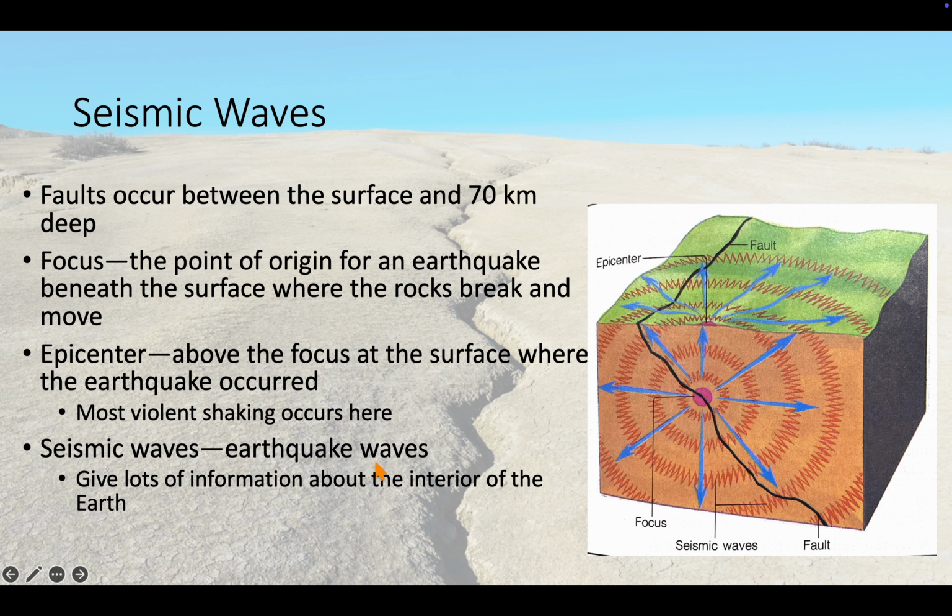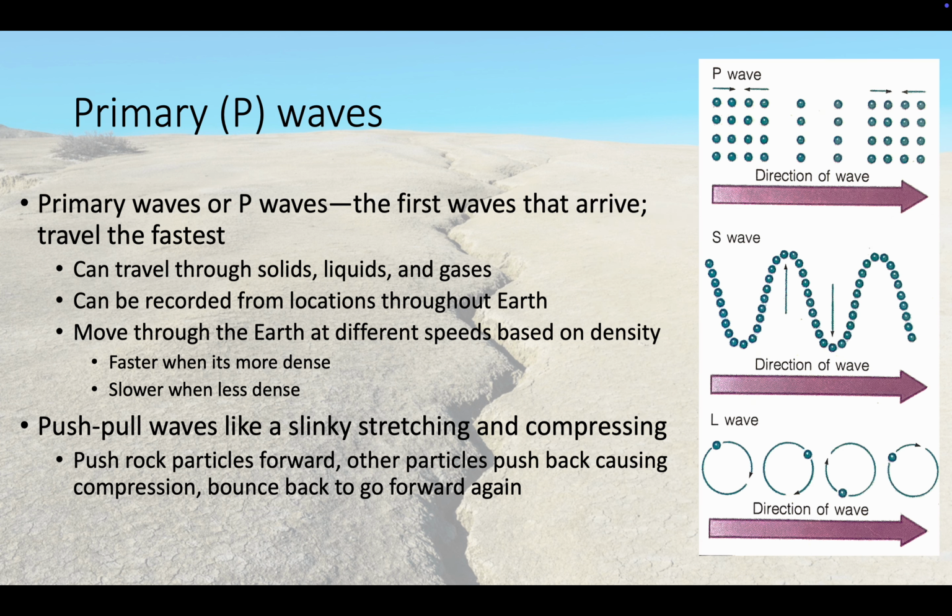Seismic waves are earthquake waves, and they give lots of information about the interior of the earth, which we learned 2 units ago. Primary waves are P waves. Primary waves are the first waves that arrive, and they travel the fastest. They can travel through solids, liquids, and gases. Again, this is review. They can be recorded from locations throughout Earth. They move through the Earth at different speeds based on density. They are faster when it's more dense and slower when it's less dense as far as the material that they're going through.